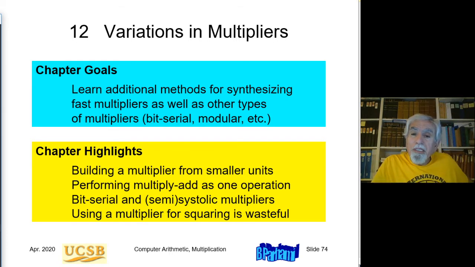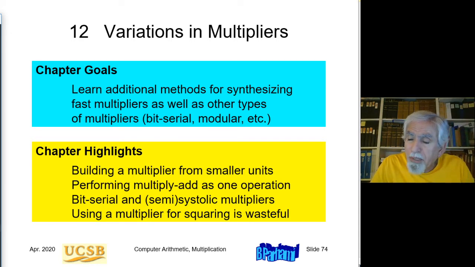This lecture deals with chapter 12 in the textbook entitled Variations in Multipliers, and it's the last of four chapters dealing with multiplication algorithms and hardware designs. Beginning next time, we switch to the next major arithmetic operation, which is division.